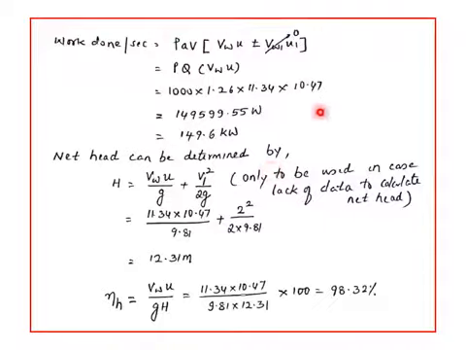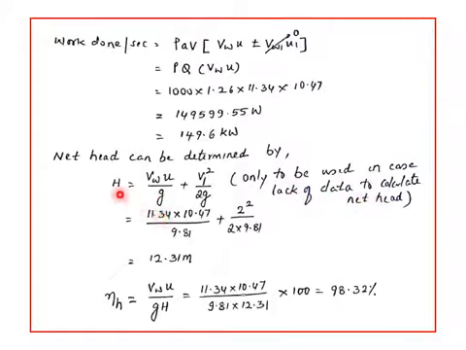Now since the hydraulic efficiency is not given, we are not able to find out the net head yet. In the case of a lack of data, we can use this formula: H minus V1 square by 2G should be equal to Vw into U by G, that is H is equal to VwU by G plus V1 square by 2G. You can use it in the case of lack of data to calculate the net head.